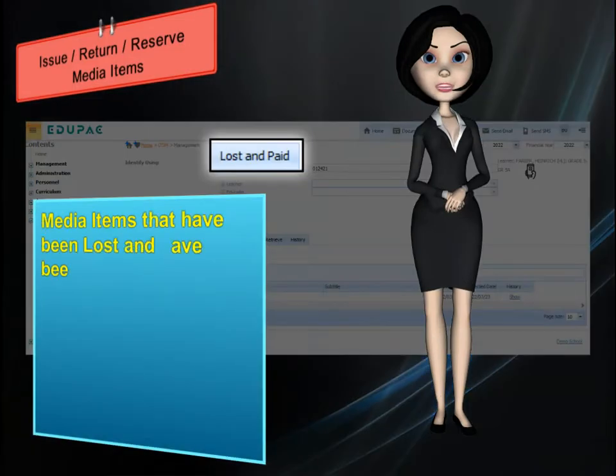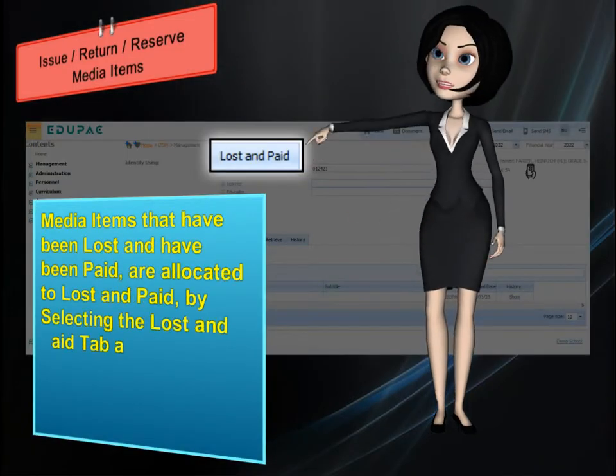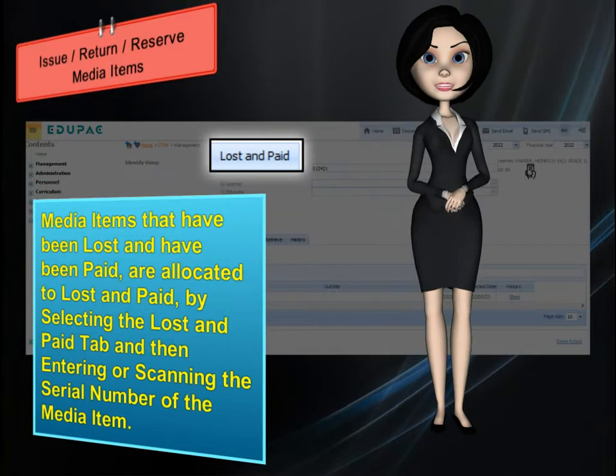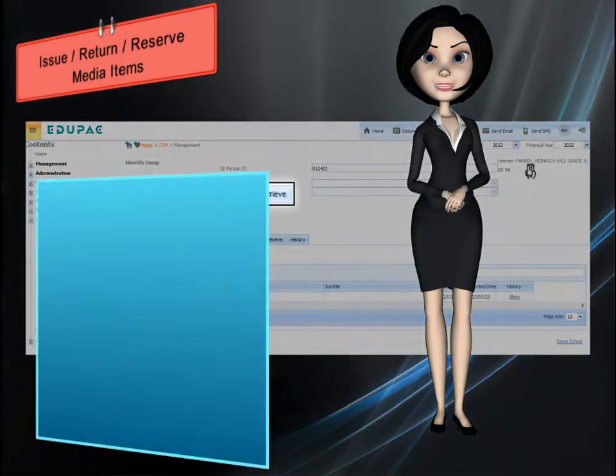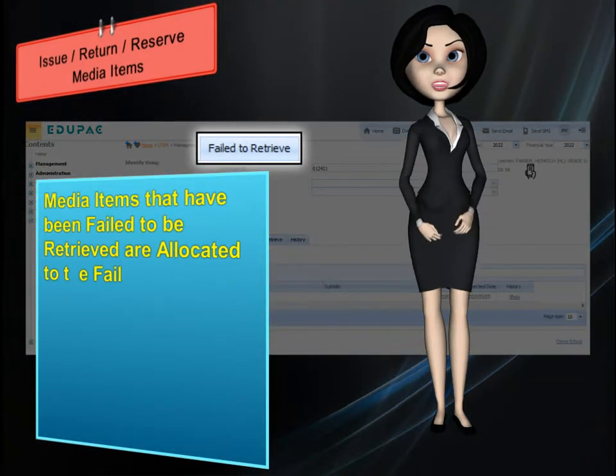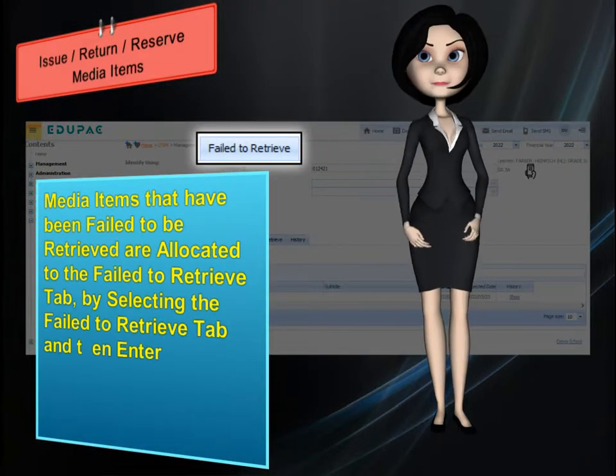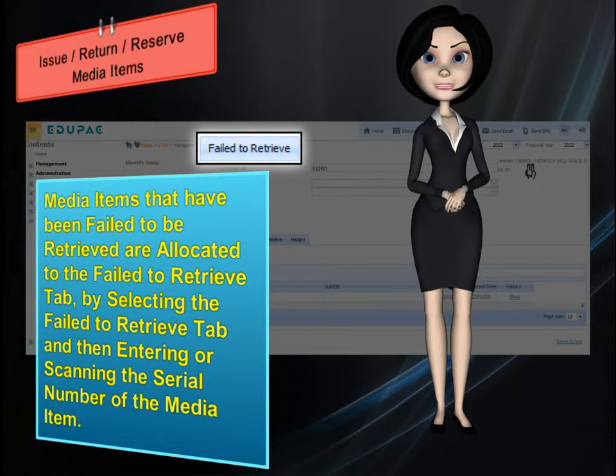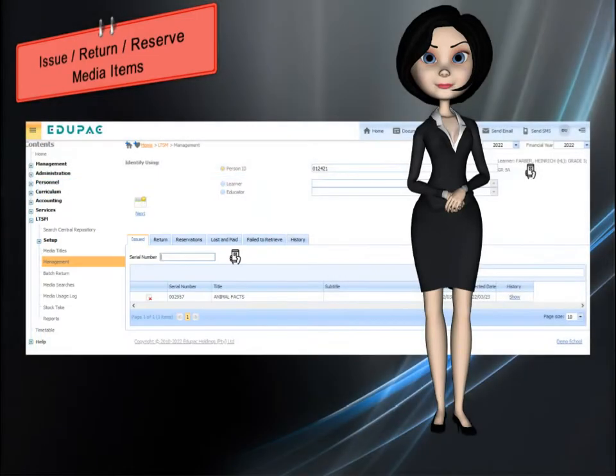Media items that have been lost and have been paid are allocated to Lost and Paid, by selecting the Lost and Paid tab and then entering or scanning the serial number of the media item. Media items that have failed to be retrieved are allocated to the Failed to Retrieve tab, by selecting the Failed to Retrieve tab and then entering or scanning the serial number of the media item.